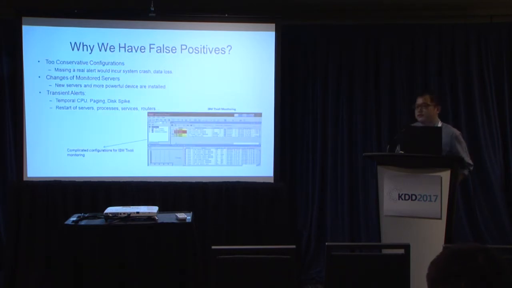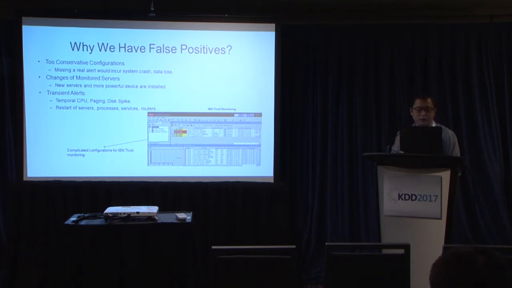So why do we have these false positives? There are many practical reasons for this. When you configure the monitor system, you don't want to miss any real alert. So maybe the condition you configured is very conservative. Like, okay, if your CPU utilization is bigger than 80%, it's probably better to raise an alert because you don't want to miss any real alert.